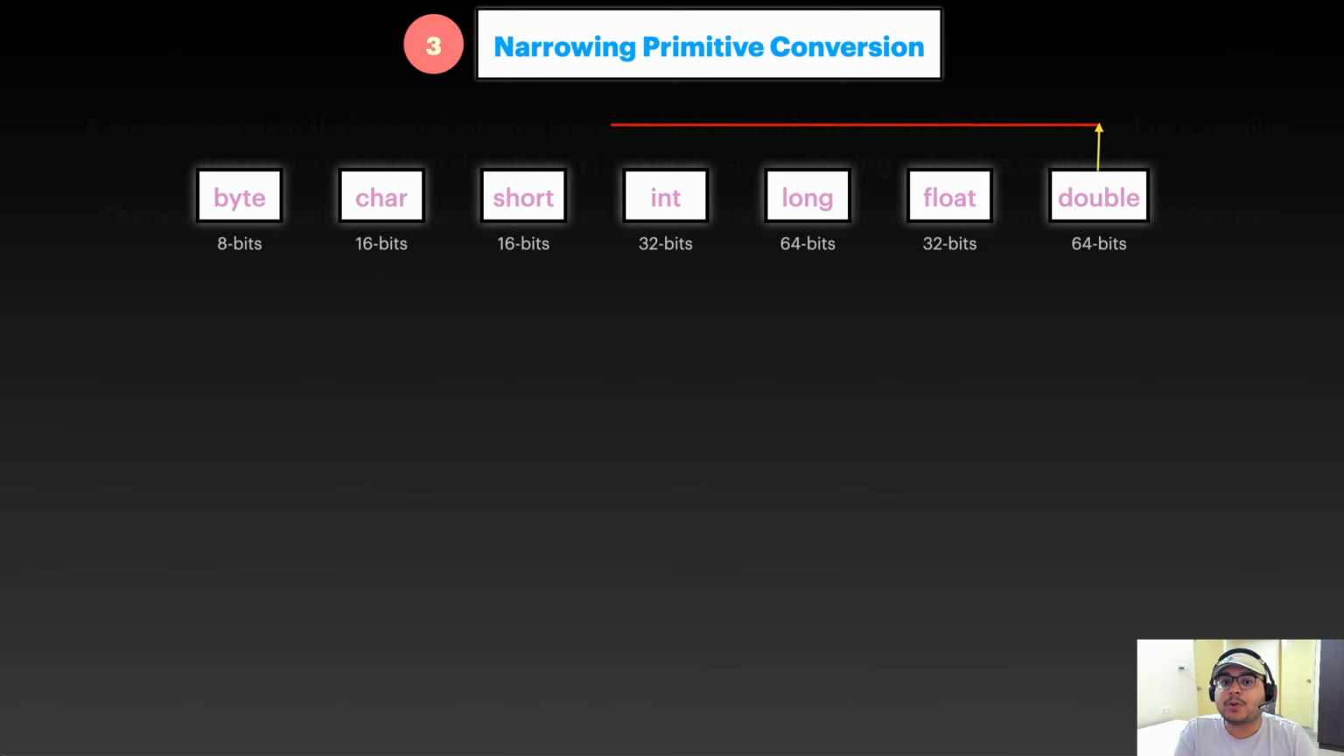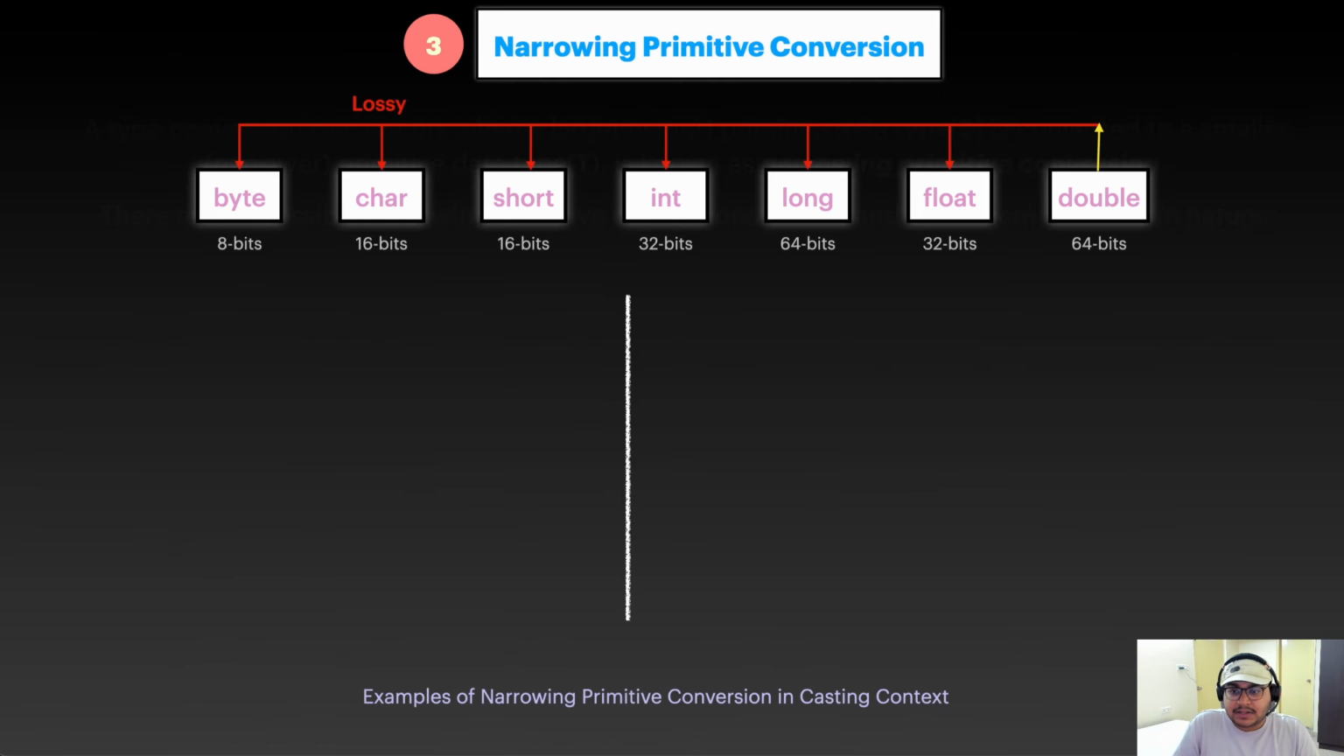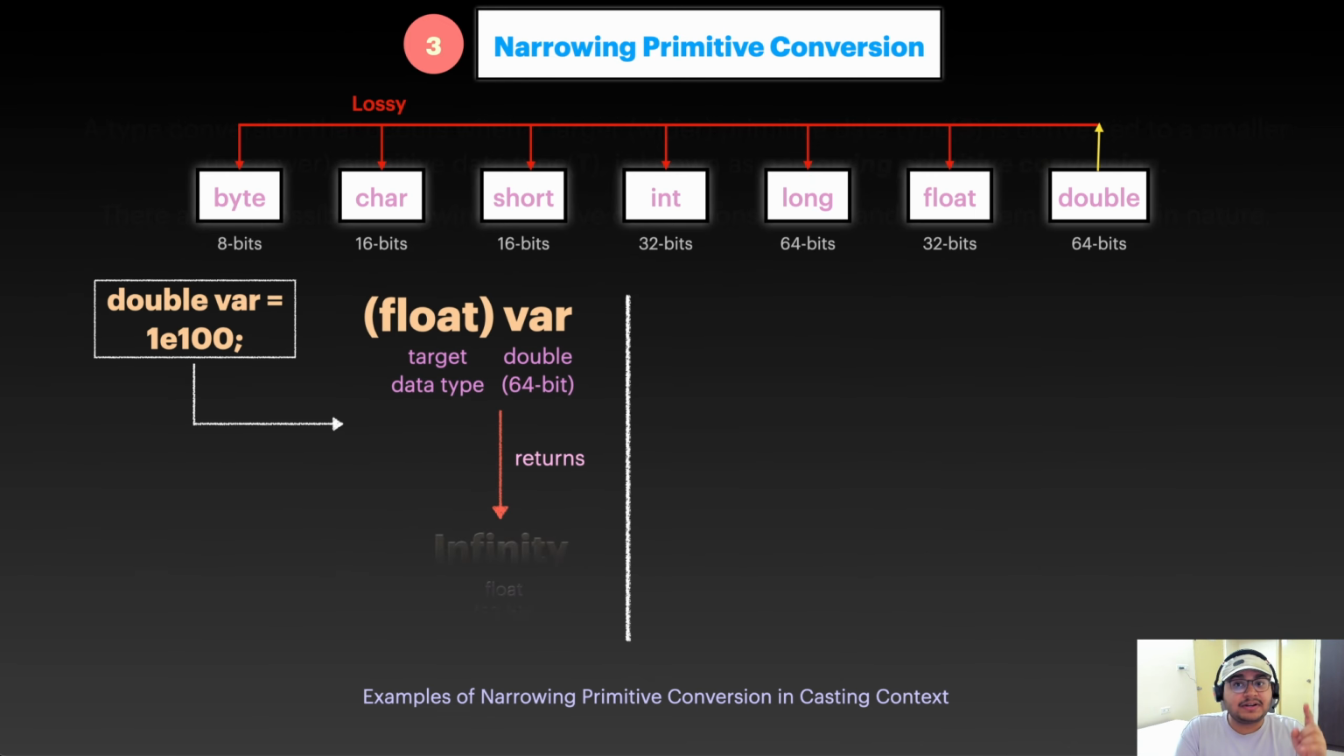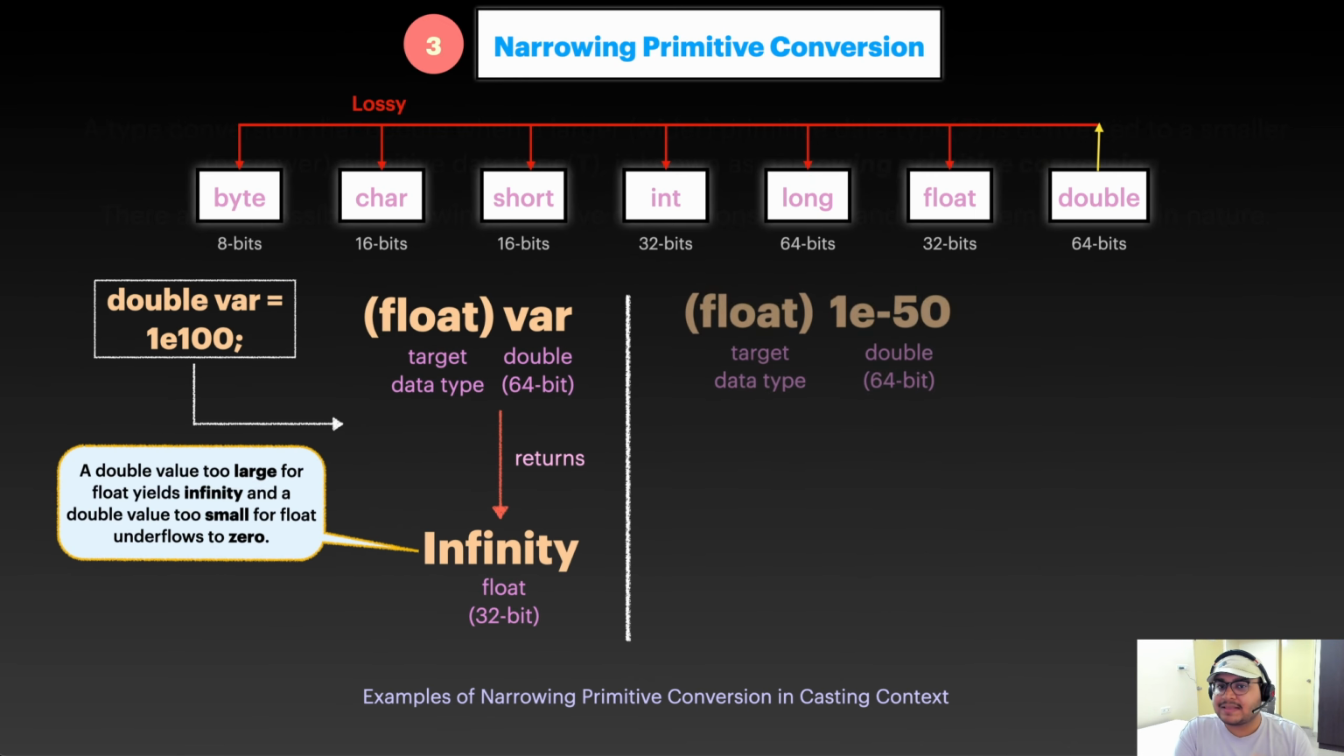Lastly, we have narrowing conversion from double to float, long, int, short, char, or byte, which are all again lossy in nature. This works similar to float conversions, but in double to float narrowing, if a double value is too large to fit inside a float, it returns infinity. That is a predefined constant in Java representing a very large float value. If the double value is too small for float to accommodate, it returns 0, as you can see in both of these examples over here.